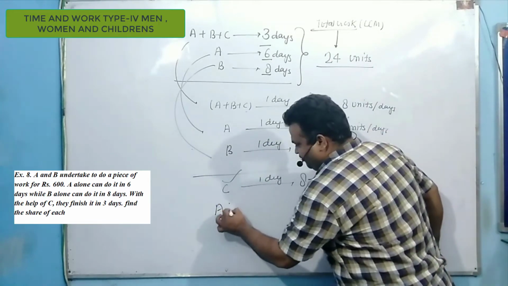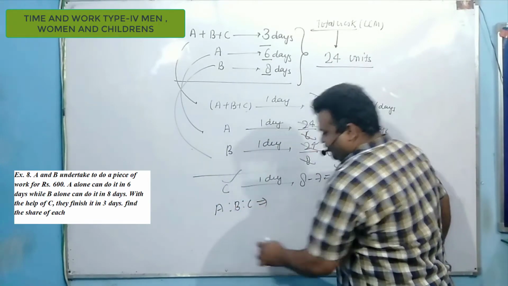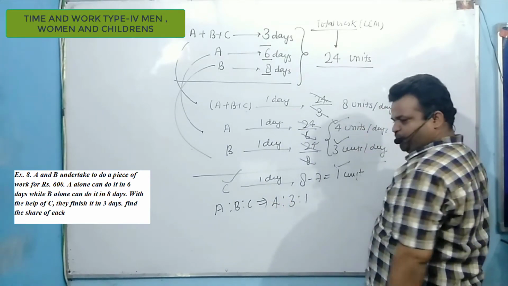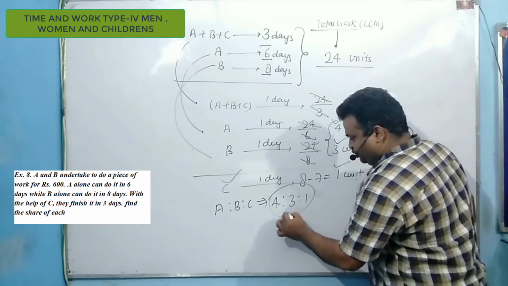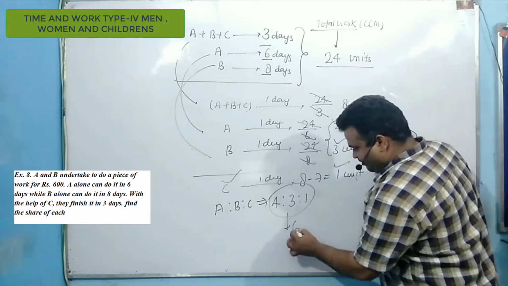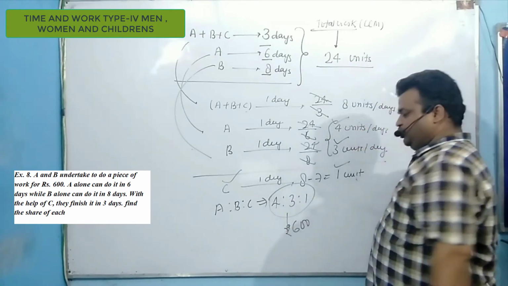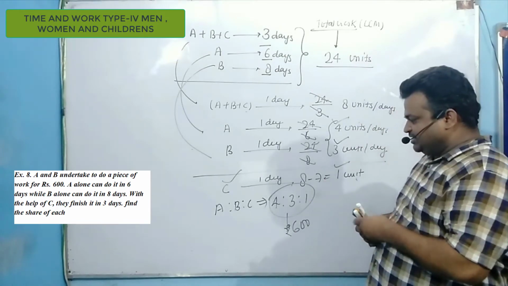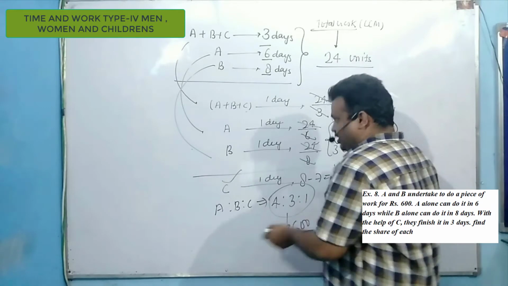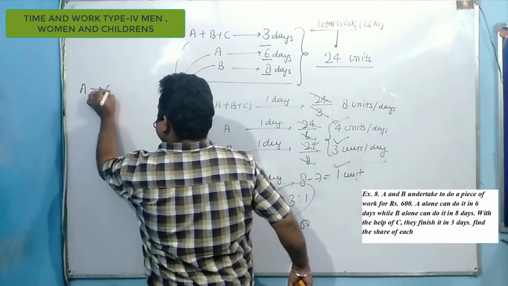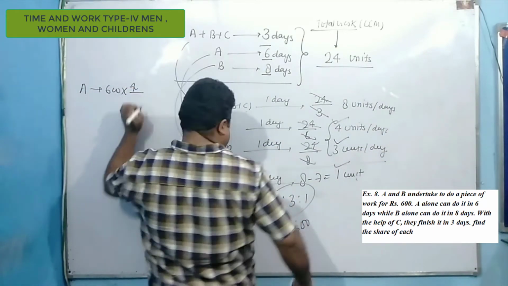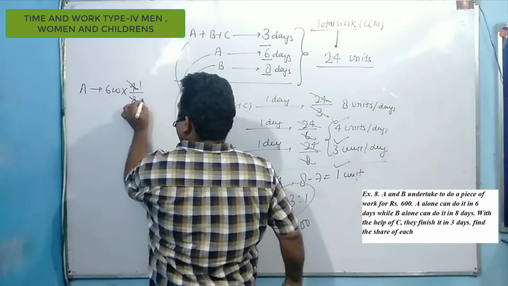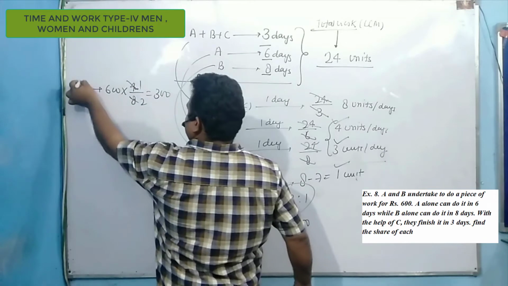What is the ratio of A to B to C? The work ratio is 4 units production per day, 3 units per day, and 1 unit per day. And this ratio divides my 600 rupees. You all know how to divide this 600 with this ratio. So what is the ratio of A? How do you calculate what A will get? 600 multiplied by 4 by the total value 8, so this is 1 by 2. It comes to 300 rupees given to A.